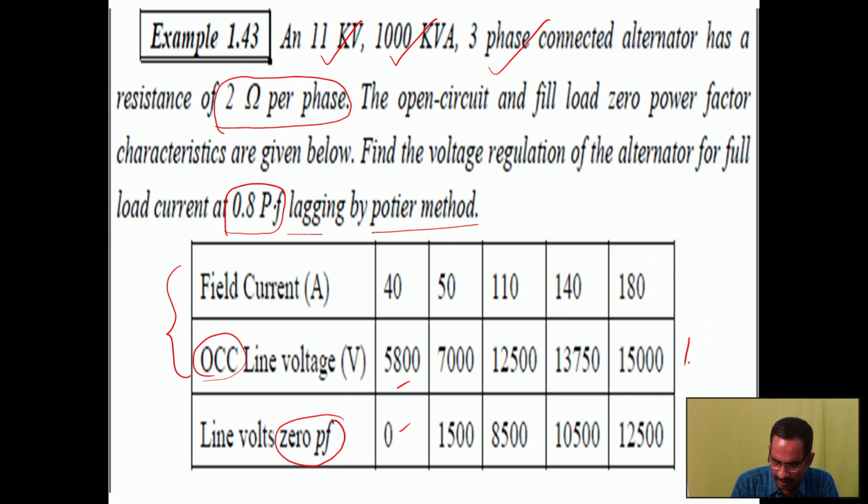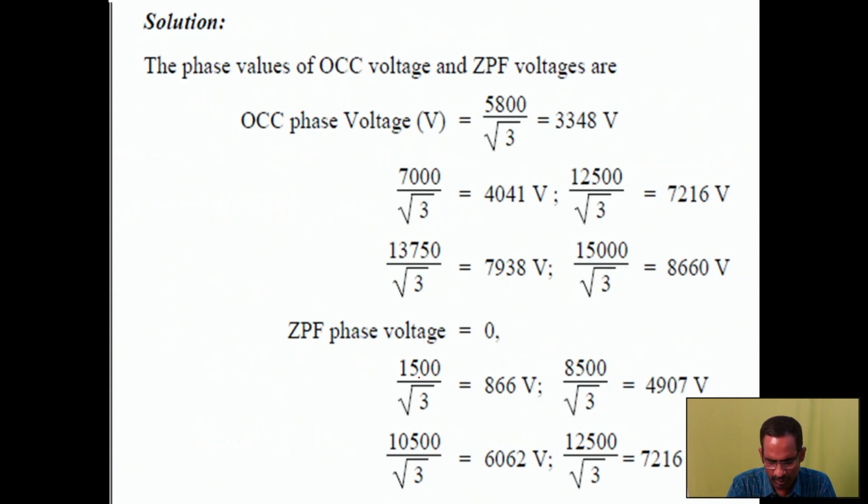Convert these values by √3. Divide all these values by √3. You will be getting the per phase voltage. First we will be doing that for the OCC as well as for the zero power factor test. All these values are divided by √3. Then I am getting the per phase quantity, per phase voltage.